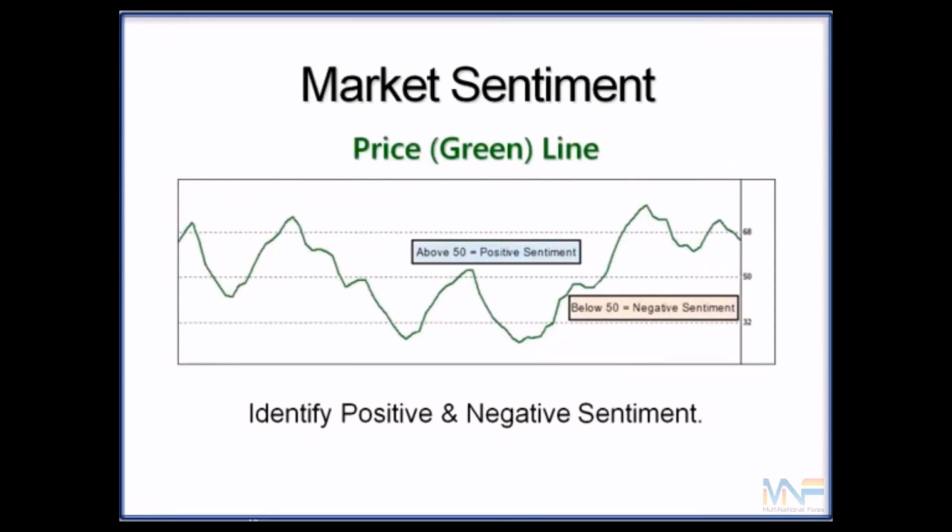The green line being current price sentiment, I'm looking to identify positive and negative sentiment. If I'm above the 50 line, I'm in positive sentiment. That's telling me that buyers are buying. When I'm below the 50 line, that's negative sentiment. That's telling me that sellers are selling. Okay? So if I see that green line going down and other components of market sentiment are sharing the same with me, then you know what?